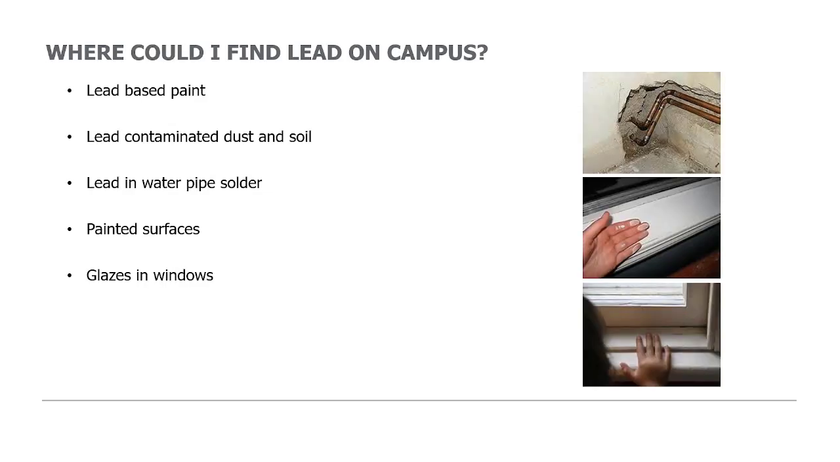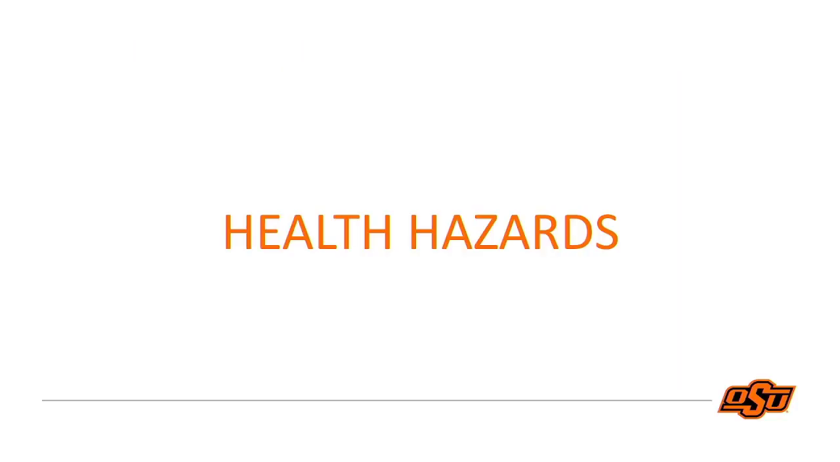Where can I find lead on campus? Lead-based paint, lead contaminated dust and soil, lead in water pipe solder, painted surfaces, and glaze in windows. Now, these have been phased out, but not completely, so you can still find it under several layers of paint. There might be that first layer of paint from 1970 that still has lead in it. So you've got to watch for it.